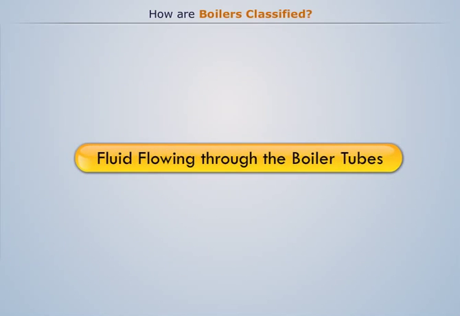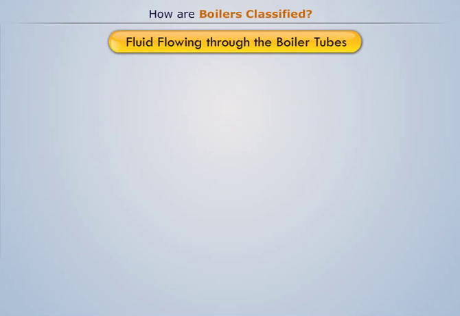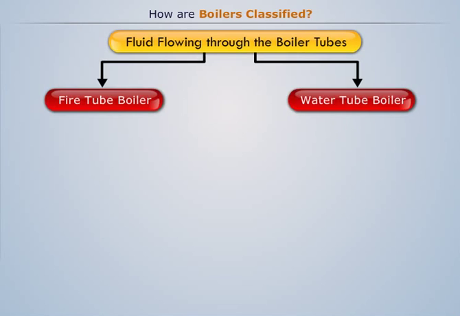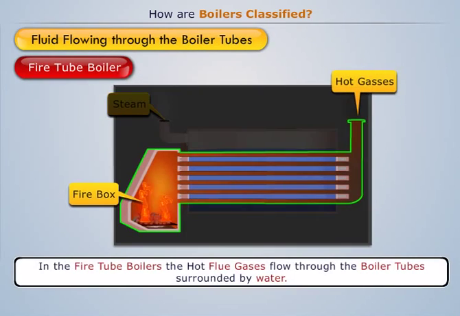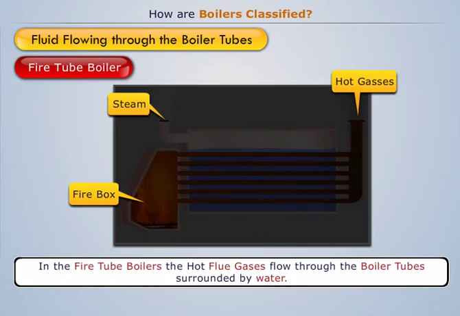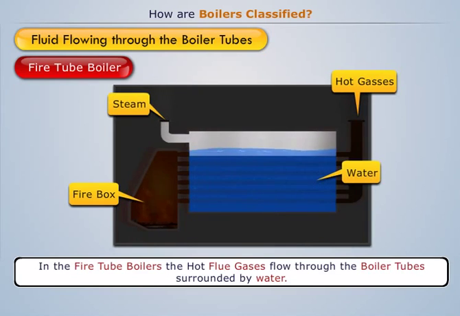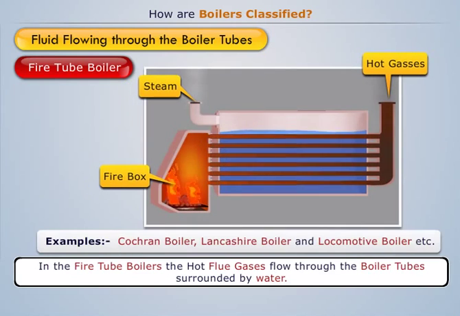Fluid flowing through the boiler tubes. On this basis, boilers can be classified as fire tube boiler and water tube boiler. In fire tube boilers, hot flue gases flow through the boiler tubes surrounded by water. For example, Cochrane boiler, Lancashire boiler, and locomotive boiler, etc.